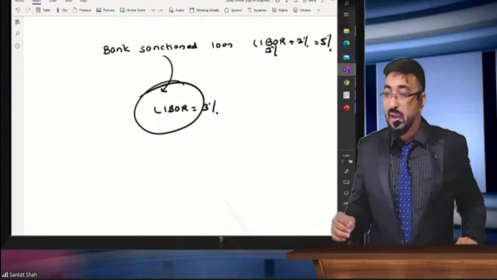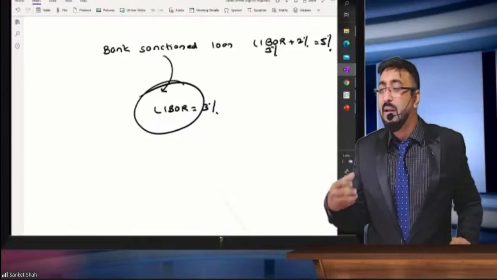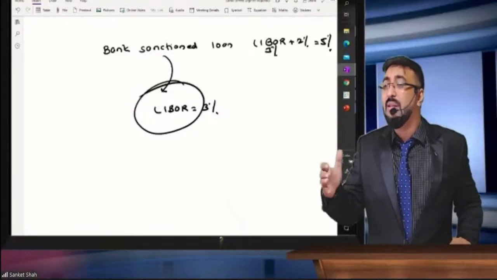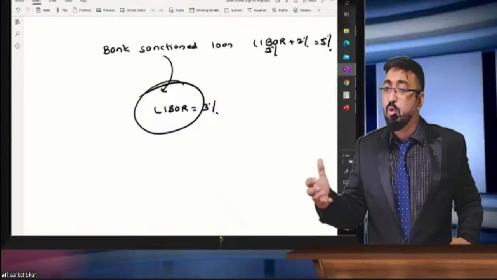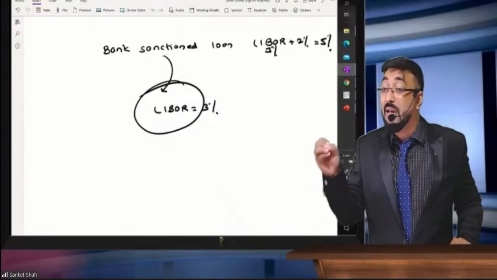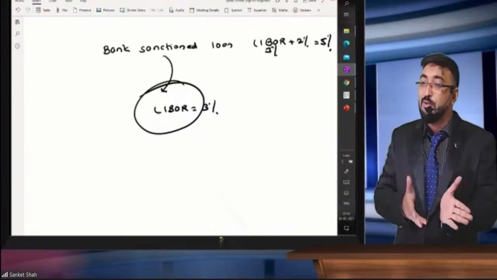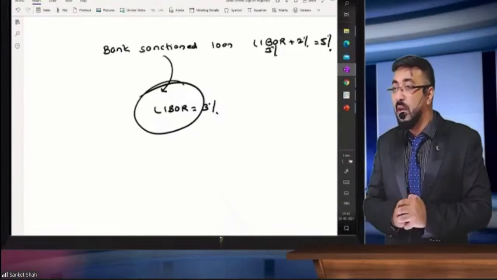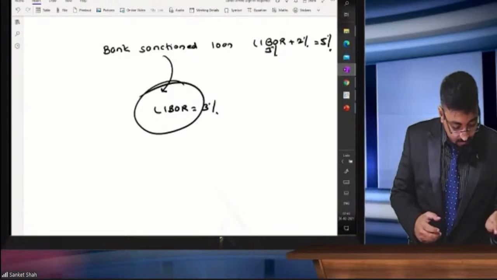London Interbank Offer Rate. In the exam, sometimes the concept I have already taken, they can change the language of the question, and don't worry in that case. Please apply your mind: LIBOR plus 2%, though you don't know exactly what LIBOR is, at least you know what the addition is. It is 3% plus 2%, so 5% will be the bank sanctioned loan rate. It's very easy. It is not an out-of-syllabus question.